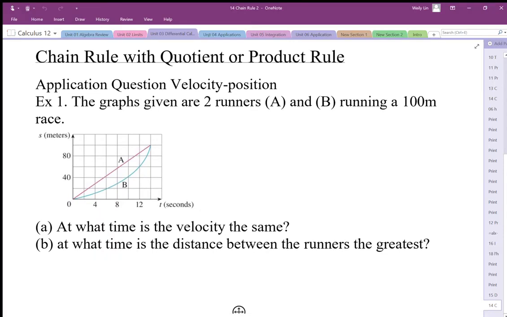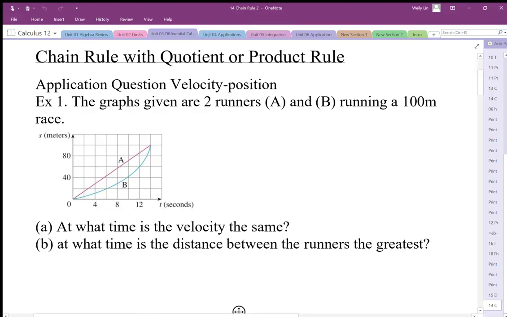So here's some application problems. Here we're just looking at graphs. So we have a graph of two runners, and the graph is a distance versus time graph, with runner A in the pink and B in the blue, and they're running a 100-meter race. So it looks like they finish at the exact same time and start at the exact same time.